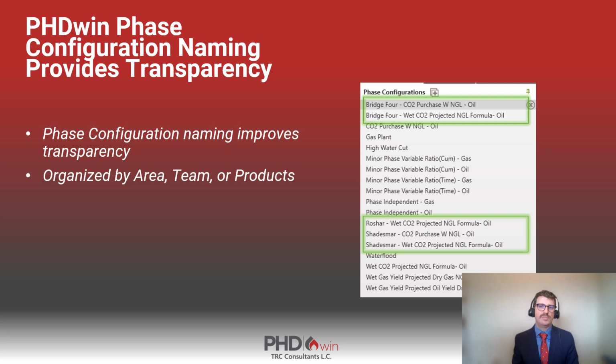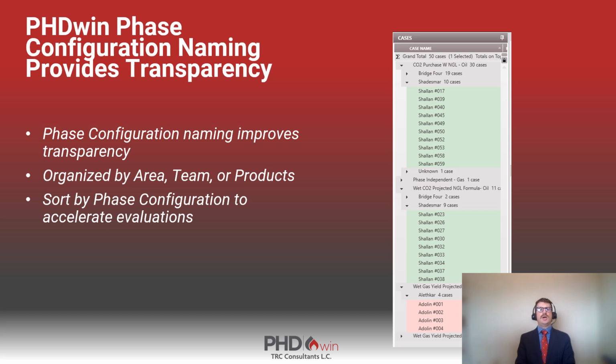So if I'm working in Bridge 4 field, I know that there are one of two appropriate phase configurations for that field, and I simply need to pick out of two instead of a whole list of items. Makes it easier for the QC team as well to review the data after it's been input, to review the phase configurations that are applied and know that the appropriate ones have been applied for the appropriate areas.